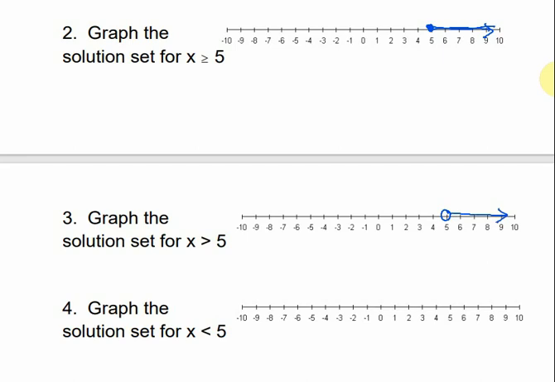The solution set for x is less than 5 would be the same as far as on the number 5 we would have an open circle because 5 is not included. But this time it's all the stuff less than 5.